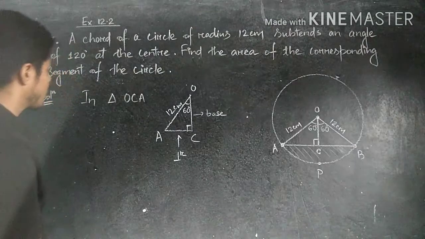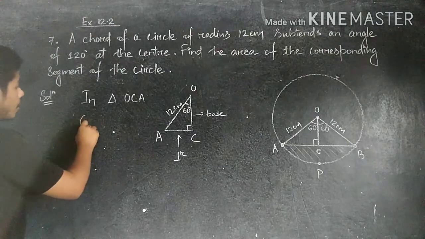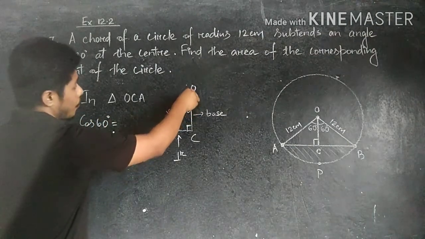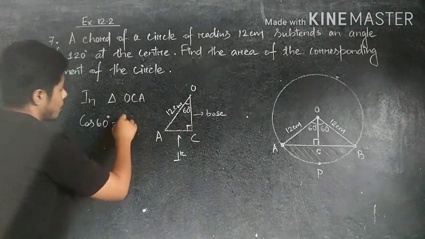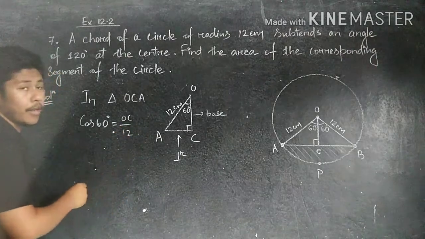So that's why cos theta. Theta means what here? The angle is what? 60 degrees. So that's why we have to write here cos 60 degree. So cos 60 degree equals base by hypotenuse. The base we don't know, so we write OC, and the hypotenuse is how much? 12. So that's why we have to write this.